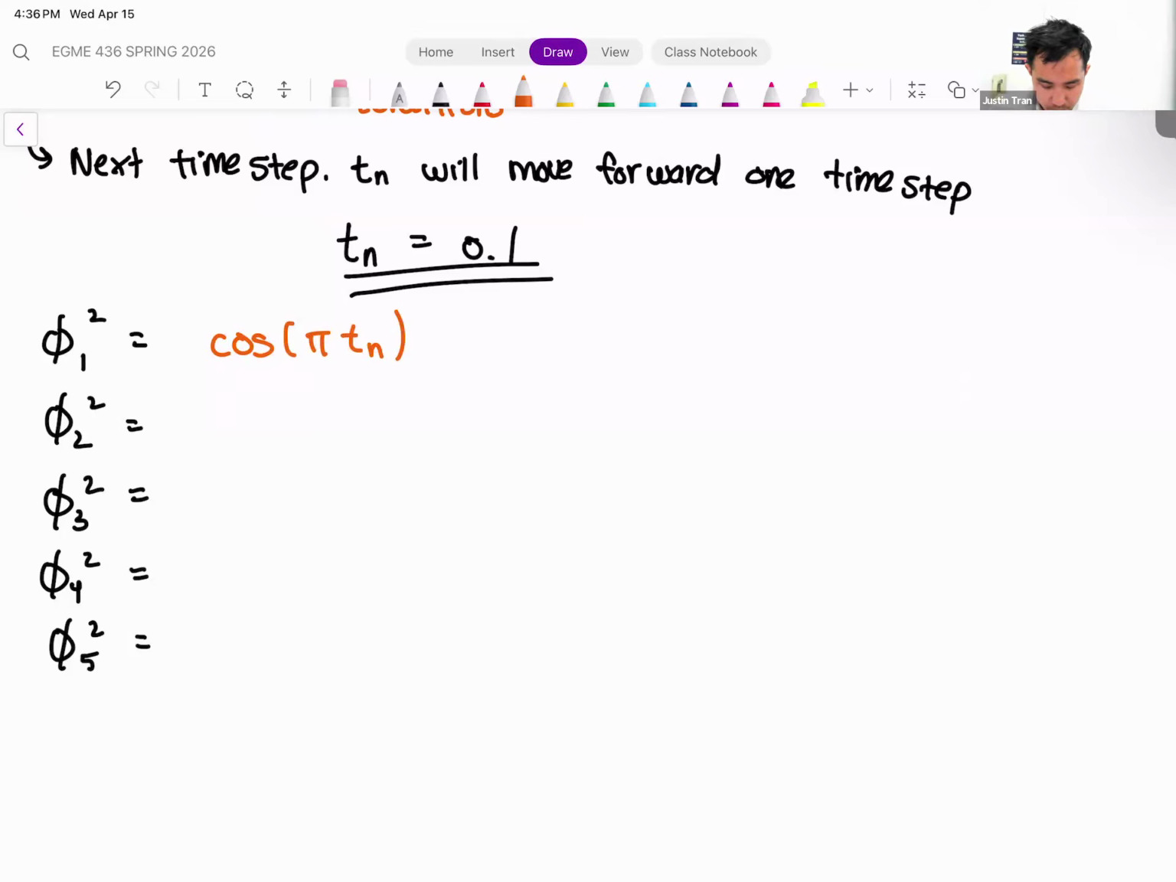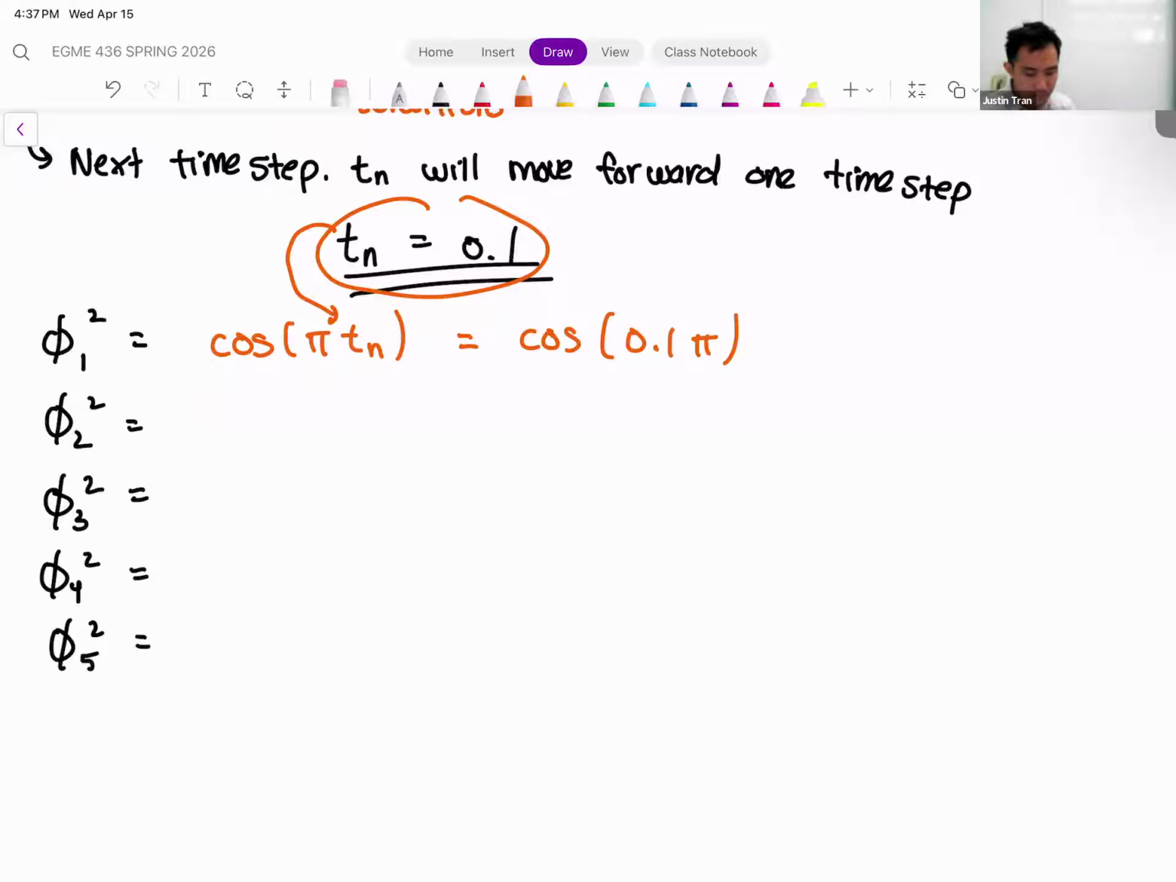For phi 1 here, we have cosine of pi times Tn. Now Tn is updated, so Tn is no longer 0. Tn is now 0.1. So we plug that in, and we get cosine of 0.1 times pi. I do have a calculator, but it's just the details at this point. And so we would then update the value for phi 1 based on that value.